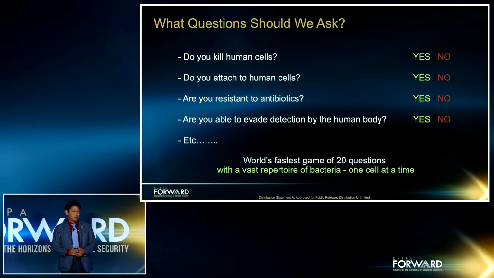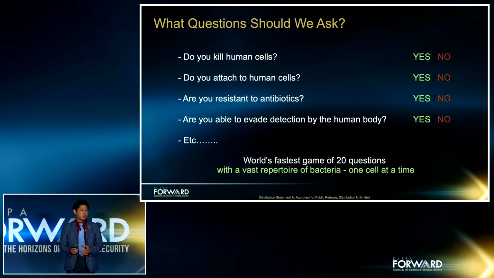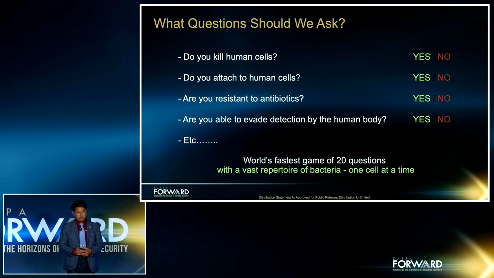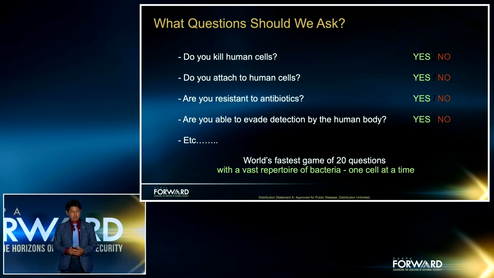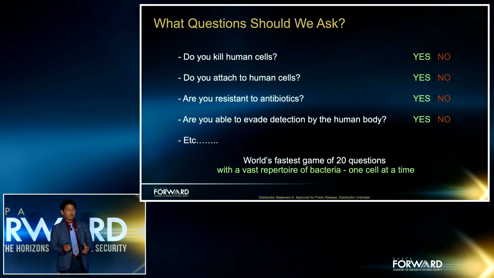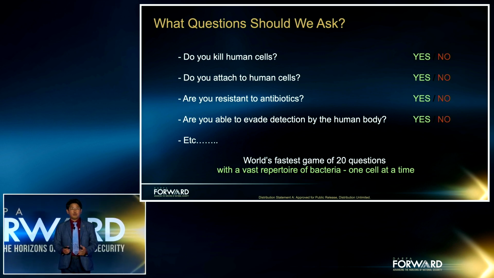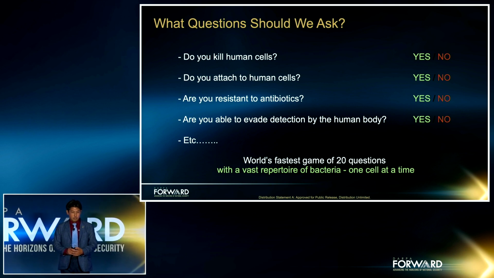So one way to think about this problem is asking many questions to these microbes of interest. So they could be, for example, do you kill a human cell? Do you attach to a human cell? Are you resistant to antibiotics? Are you able to evade detection by the human body, etc.? Importantly, in all of these, because of the extremely high diversity and number of microbes, being able to do so against a large number of microbes very fast is important. So you can think of this as the world's fastest game of 20 questions with a vast repertoire of bacteria, one cell at a time.